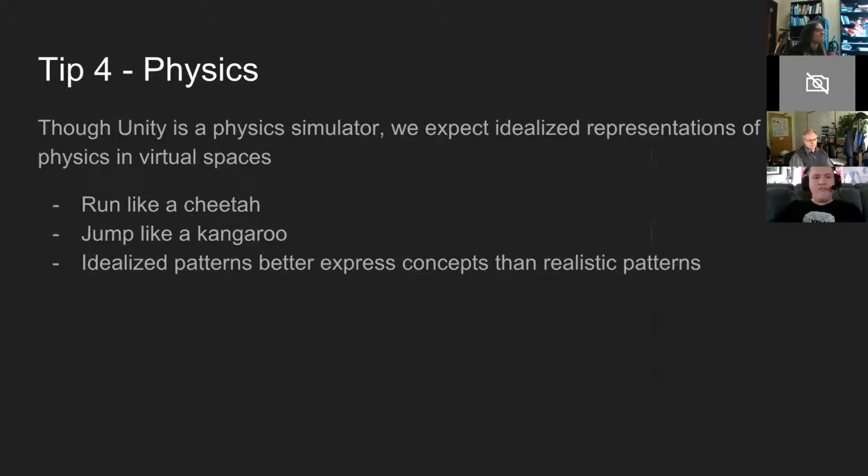In terms of physics, even though Unity's a physics simulator, we idealize representations in that physical space. So you need to run like a cheetah, not run like a human. You need to jump like a kangaroo, not jump like a human. Idealized patterns are really important.